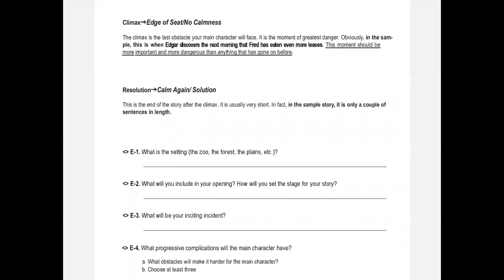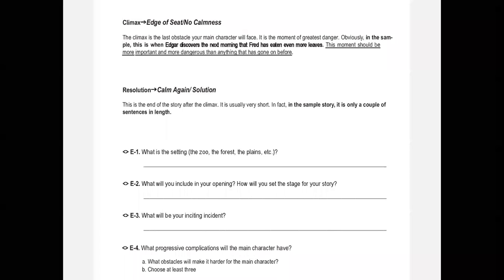All right, and then we have the climax. This is the edge of the seat, no calmness, right? This is when, in a movie you get clammy hands and you grab the hand of the person next to you to hold hands during the scary part, right? Or you're on the edge of your seat and you forget that you even have popcorn in your lap, right? And I always like to relate it to movies because I feel like kids can really relate to these elements in a movie and how they respond to them.